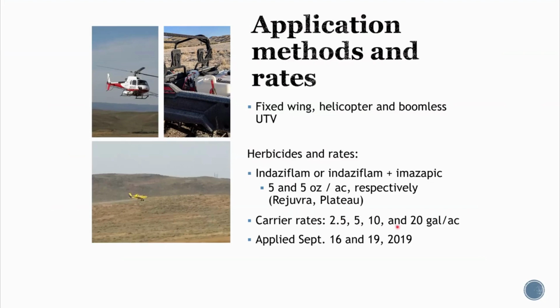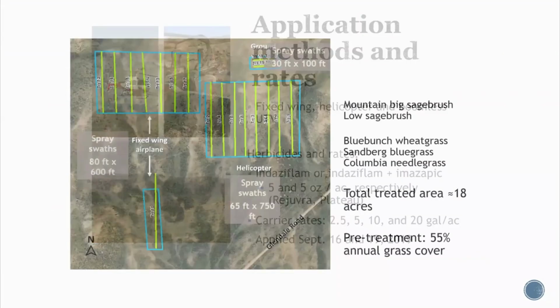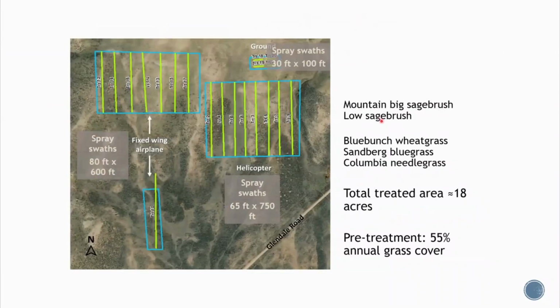So we did the study according to this, but we need to actually look at it a little differently. We need to look at it in terms of percent of the ground that's actually covered with droplets. But this is just to show you our field site where we had made our applications. And these are 30 feet by 100 foot swaths. The helicopter and airplane are 750 feet long.